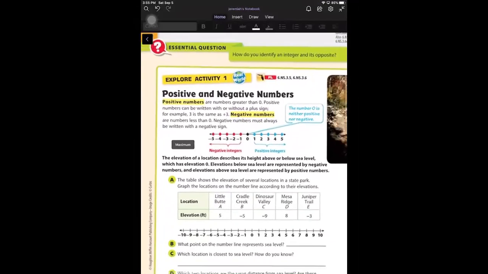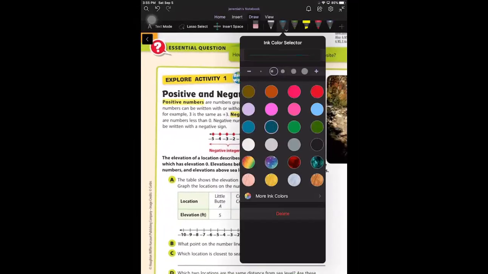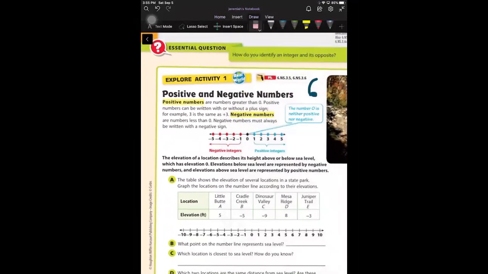So let's look at explore activity 1. Positive and negative numbers. Let's take out our highlighter. So remember, that's what we need, our highlighter. Positive numbers are numbers greater than 0. Positive numbers can be written with or without a plus sign. Here's an example. 6. 6 is positive, but you don't see a plus sign, do you? No. But negatives can only be negative with a negative sign.